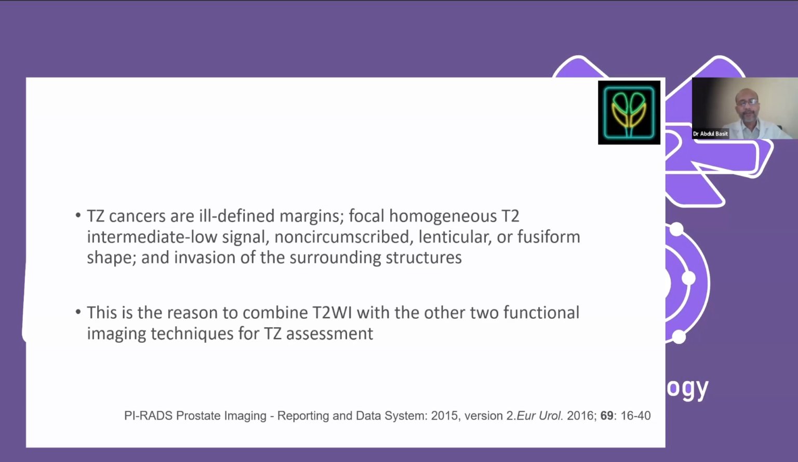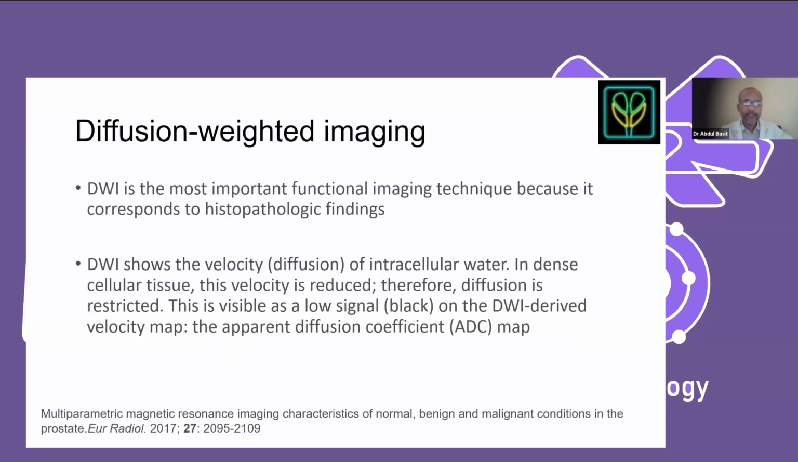For the transitional zone, it is recommended to combine T2 with the two functional sequences, that are the diffusion-weighted images and the dynamic contrast enhanced, to characterize the lesion best. For the peripheral region, the initial evaluation has to be done on the diffusion weighted sequences, followed by contrast if needed for the decision, as I will explain when we discuss the PI-RADS.